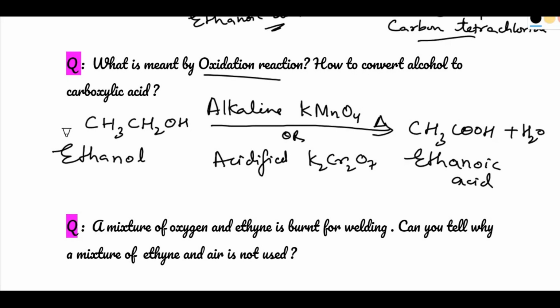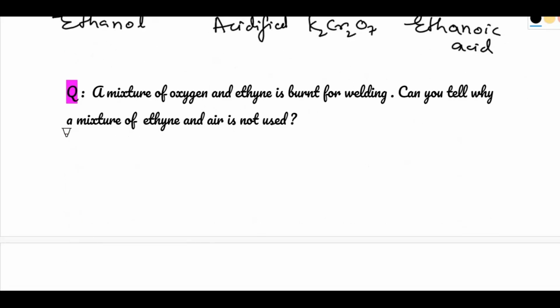Okay. Coming to the next question, very important question. A mixture of oxygen and ethine is burned for welding. Can you tell why a mixture of ethine and air is not used? Remember, ethine is an unsaturated hydrocarbon. Unsaturated hydrocarbons, when heated to their ignition temperature in the presence of air, burn with a sooty flame.